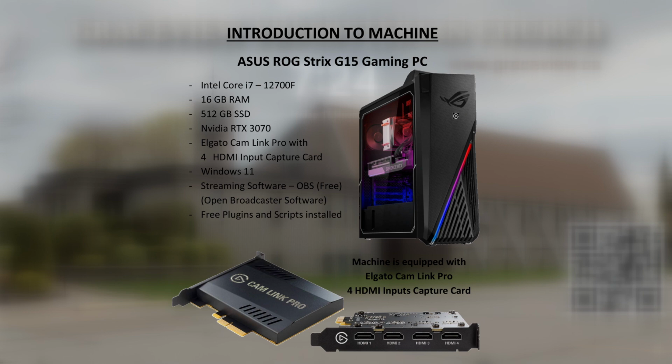So the introduction to this machine. This is an Asus ROG Strix G15 gaming PC. So it's pretty powerful. It has an i7 in it, and also it's equipped with an Elgato Cam Link Pro. This device has 4 HDMI inputs. So this is a capture card.